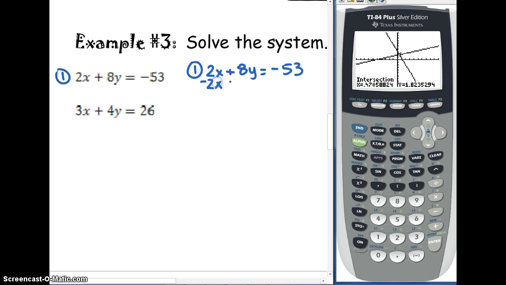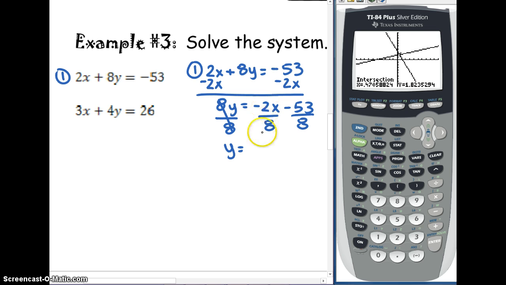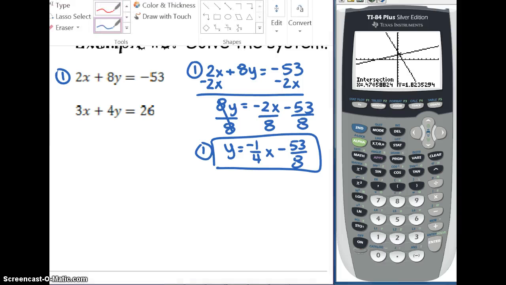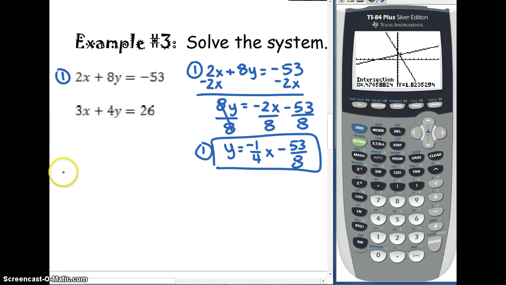So we're going to subtract 2x. 8y equals -2x minus 53, divided by 8. Y equals, simplify 2 over 8 is -1/4 x. And this I don't know how to simplify, so I'm just going to leave it like that. The calculator will help me out. All right, so here's our first one in y equals mx plus b form, so we can use our calculator, which is awesome. I'm going to change my color really quick, and here's our second one.